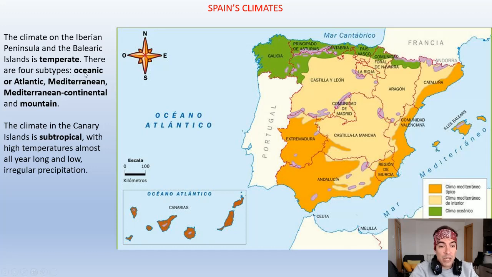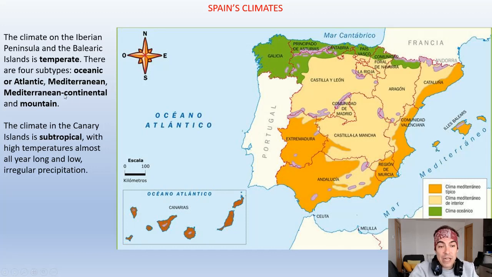They are Oceanic or Atlantic in all this northern area: Galicia, Asturias, Cantabria, País Vasco, and part of Navarra. Then Mediterranean, which is here in dark orange color, which is the usual climate located in the coastal Mediterranean zone of the Iberian Peninsula, in the east, in the Balearic Islands, and in some parts of the south of Spain.